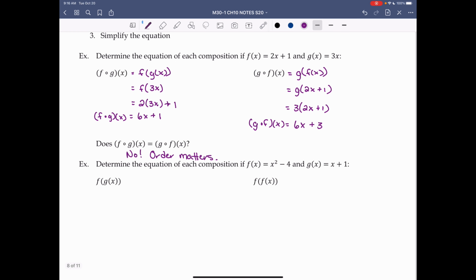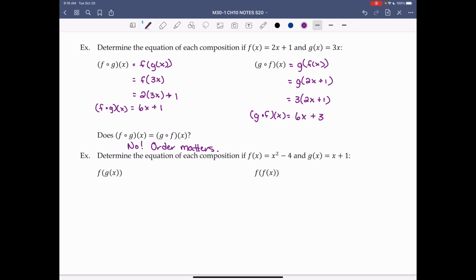Determine the equation of each composition if f of x equals x squared minus 4 and g of x equals x plus 1. f of g of x is f of, what is g of x? It's x plus 1. So that's saying in the function f of x, plug in x plus 1 anytime you see an x. Our function f of x is x squared minus 4. So x squared, instead of writing x, I'm going to write the function g of x, which is x plus 1, and then that's squared, and then minus 4.